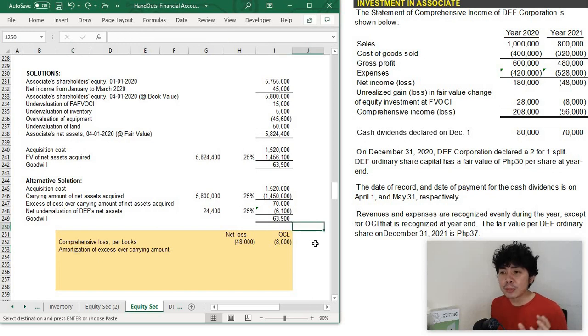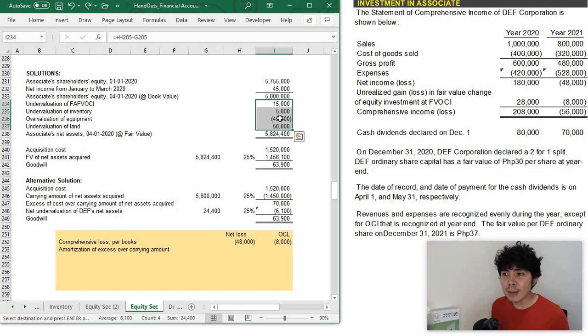So again, ang sabi nga natin, magkakaroon ng amortization ng excess over carrying amount, which is etong 70,000 pesos na to, i-amortize siya kung magkakaroon na ng effect yung mga related assets and liabilities sa comprehensive income. And ano yung mga assets and liabilities na yon? Ito lang. 4 lang yung atin at puro assets yan. Walang liabilities. Pero may mga instances na may liabilities. Ibig sabihin, alin dito sa 4 na to yung nagkaroon ng effect sa comprehensive income ni associate in 2021.